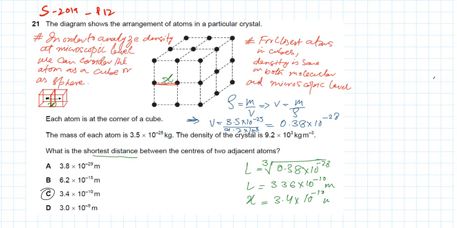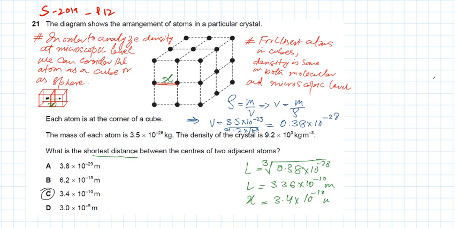And we know the mass of each atom. So density equals mass over volume, and the volume equals mass over density. So we will get 3.5 × 10^-25 over 9.2 × 10^3. We will get 0.38 × 10^-28 meter cube. If we consider the atom as a cube, the length of the cube is the cube root of this volume, because it's a cube. So L will be 3.36 × 10^-10 meter.